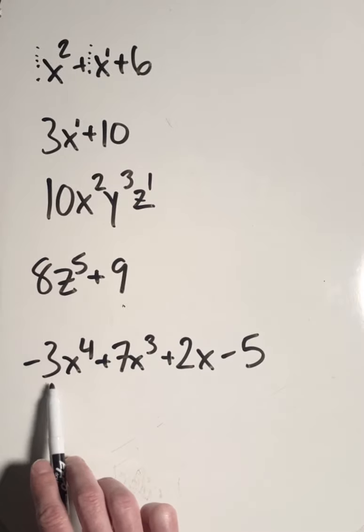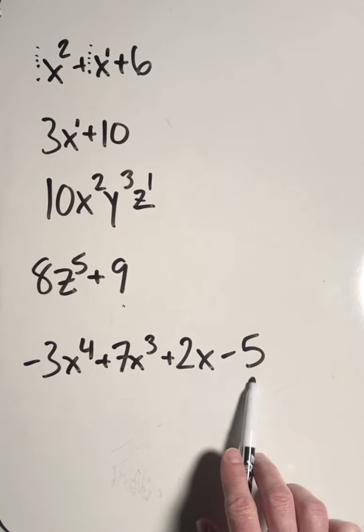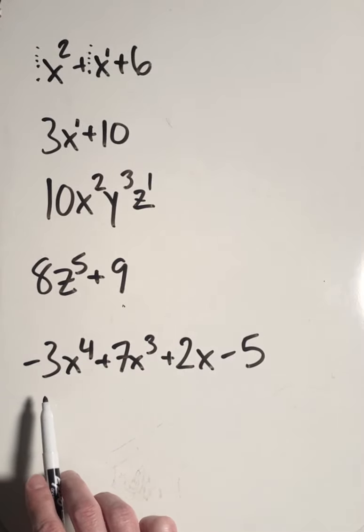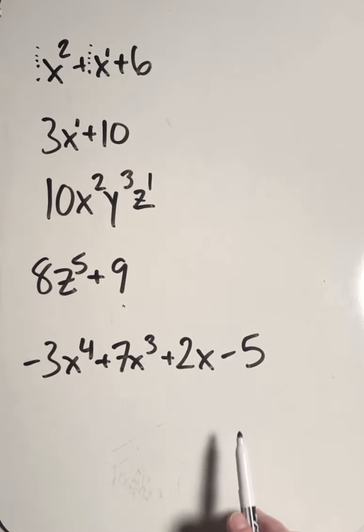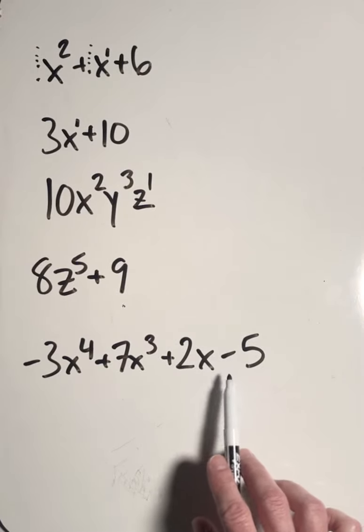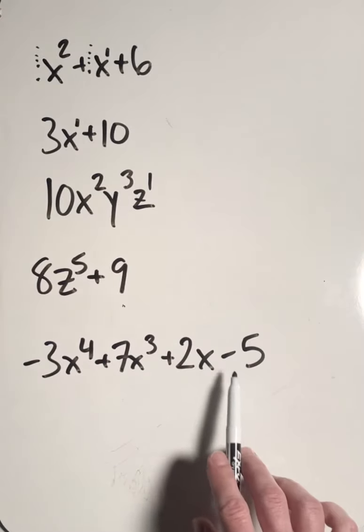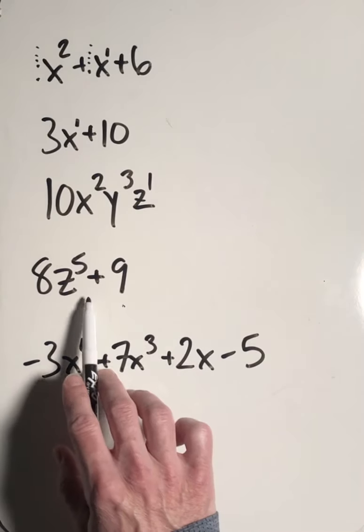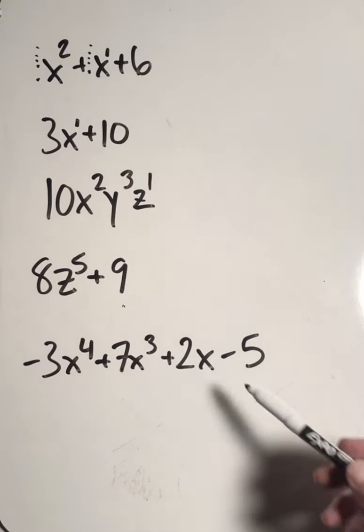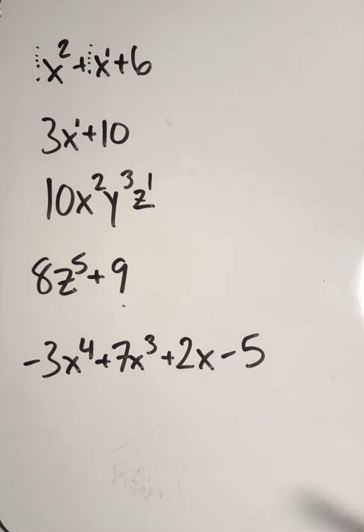This expression has 4 terms. The terms are separated by addition or subtraction signs. Here, the constant is negative 5. Let's include the signs with our constant, and we don't really refer to them except when they are negative. We could say that this is positive 9 and that this is positive 8z to the 5th, as long as we make sure to refer to the negative with the term.